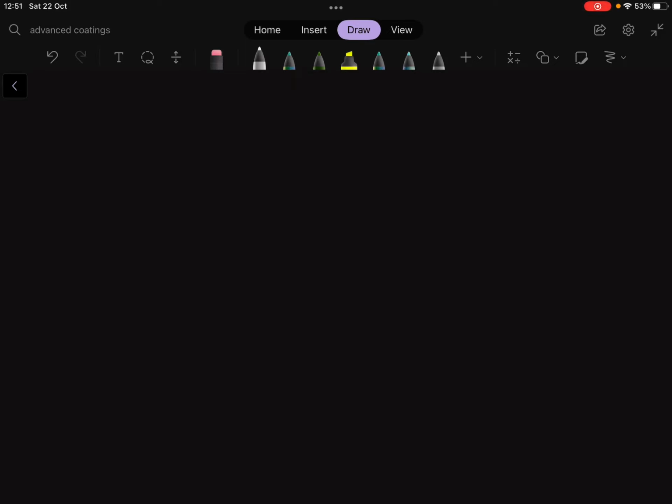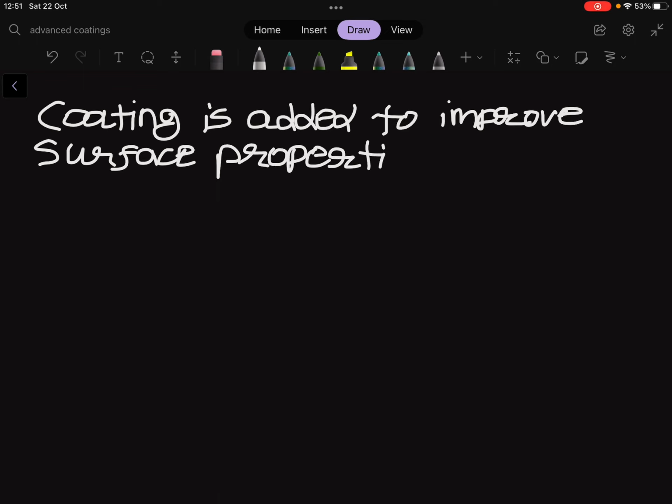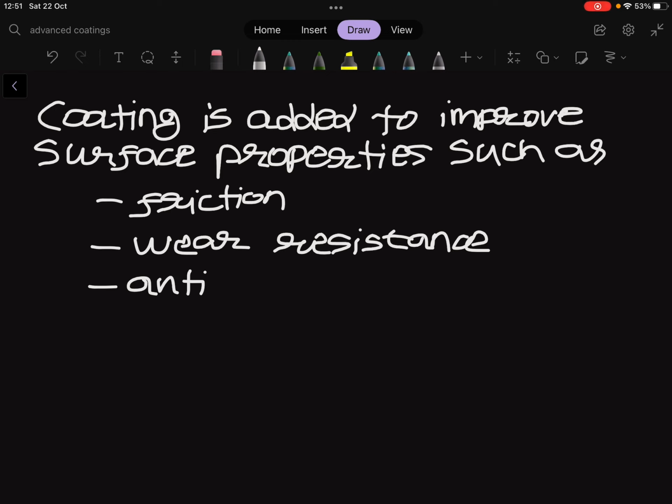So coating is added to improve surface properties, such as friction, wear resistance, and anti-sticking behavior.